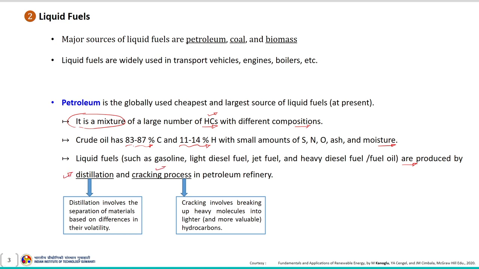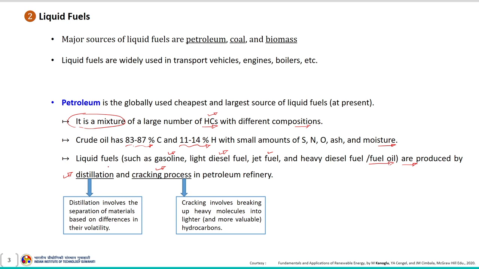These liquid fuels from the petroleum source are produced by distillation and cracking process in petroleum refinery, and these liquid fuels include gasoline, light diesel fuel, jet fuel, heavy diesel fuel, which is also known as fuel oil.